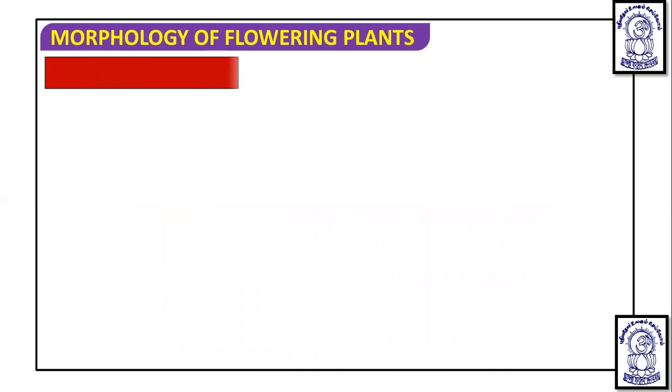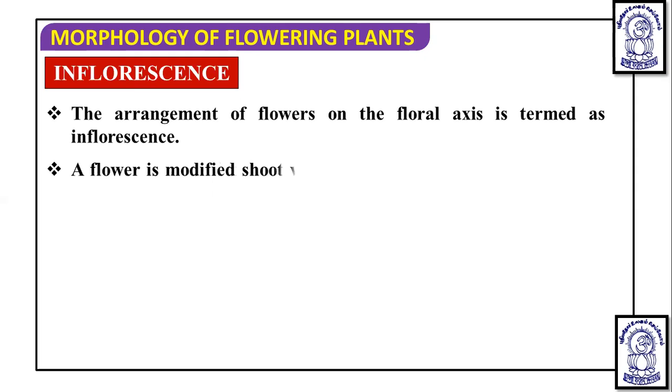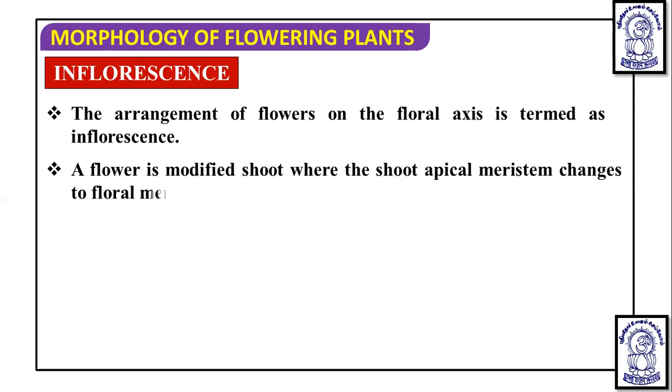If we define inflorescence, it is the arrangement of flowers on the floral axis. When a number of flowers are arranged on one stem axis, that stem axis is known as the floral axis. This floral axis is also known as the peduncle.